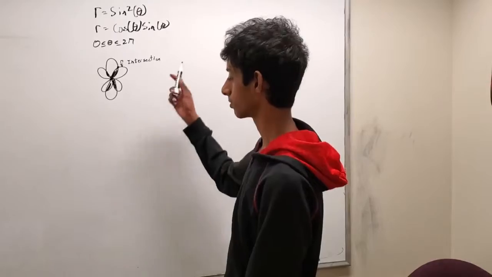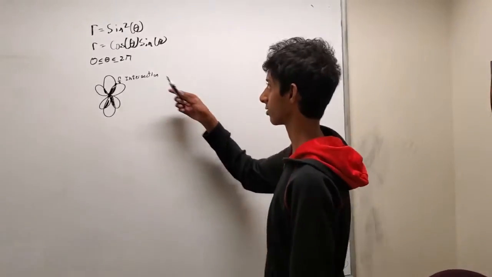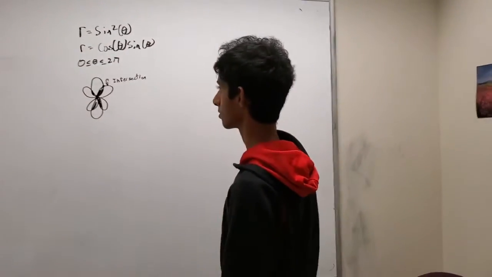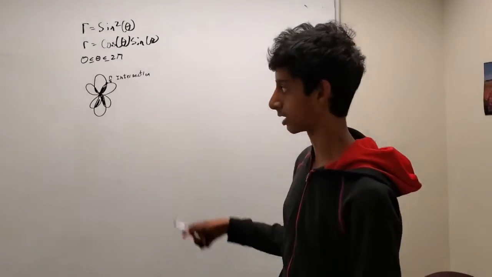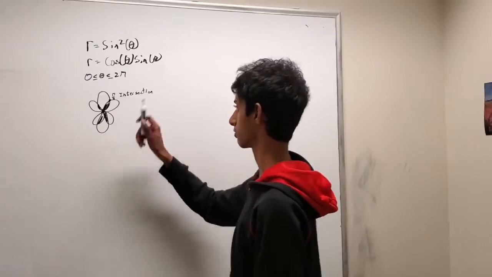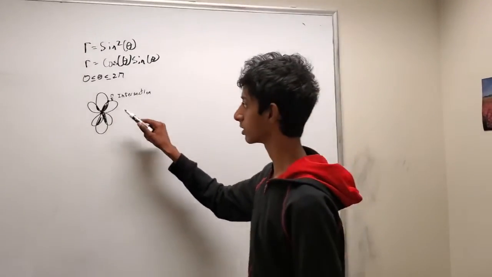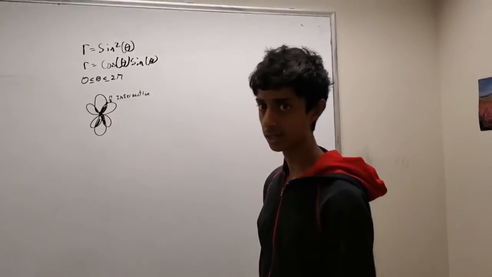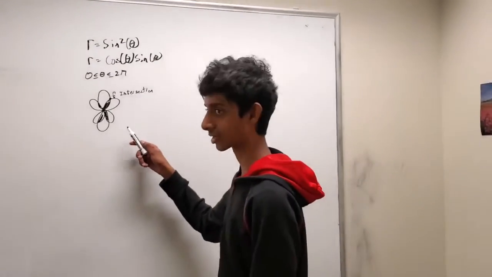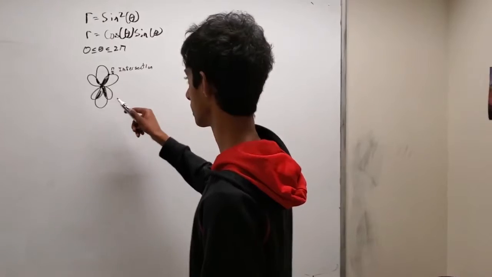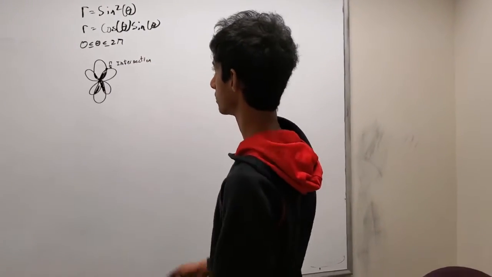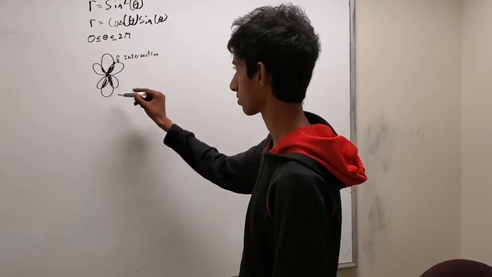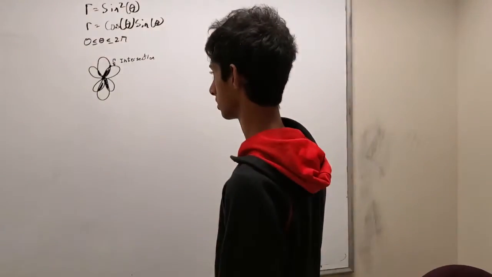Okay, so from the question, it gives you 2 r's, and one of the r's is sine squared theta, and the other r is cosine theta sine theta. It tells you to find the area between 0 and 2 pi, and it gives an intersection of pi over 4. And then after you graph it in your calculator, you would get this. The vertical one is sine squared theta, and the butterfly looking one is cosine theta sine theta.